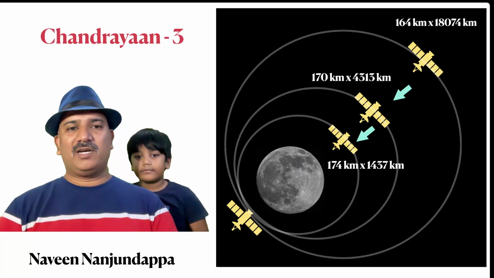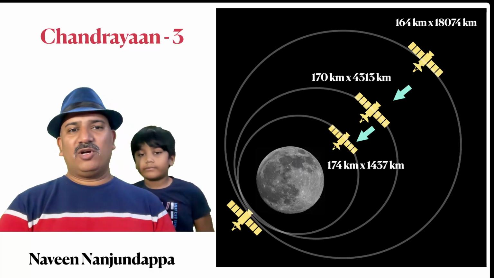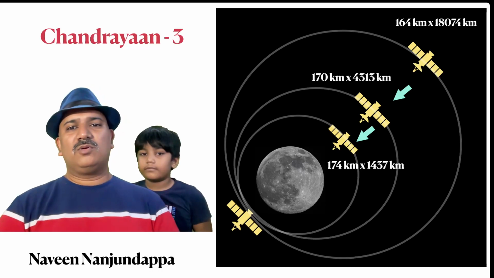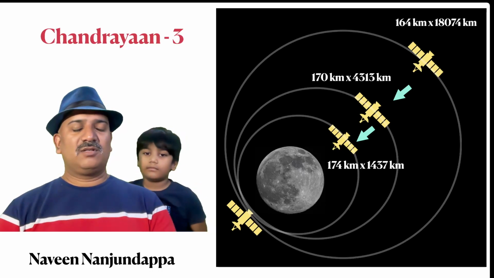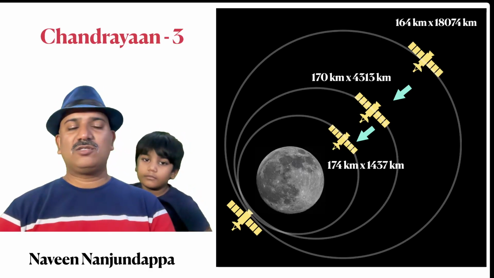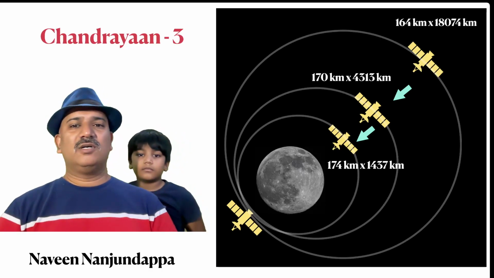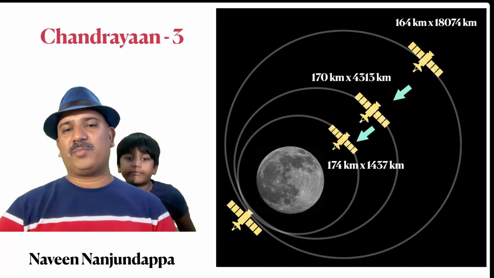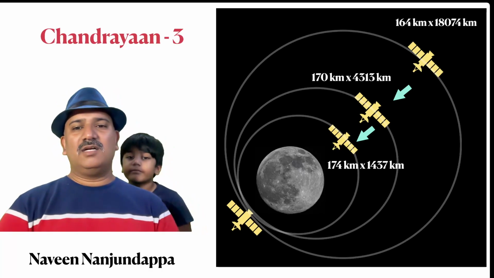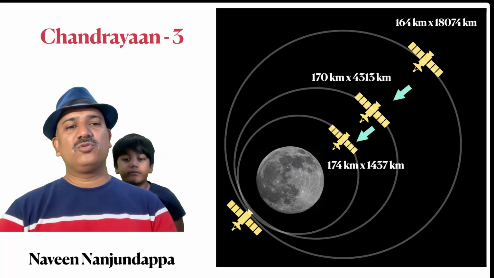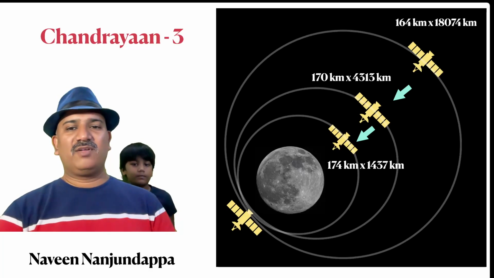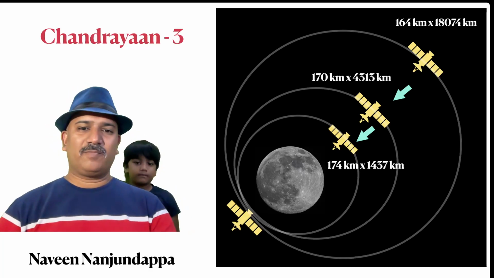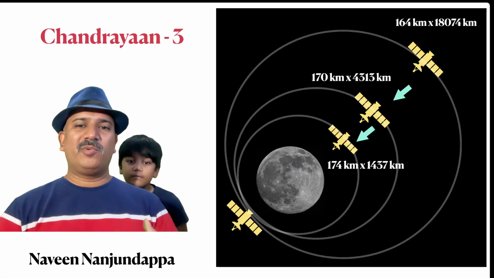After orbiting Moon at this distance, the velocity of the spacecraft was gradually reduced to a 170 kilometers to 4,313 kilometers orbit. That means the spacecraft started orbiting Moon at a much smaller apogee and perigee. And then today, the spacecraft has been reduced even further, to a 174 kilometers to 1,437 kilometers orbit. How do you get this orbit reduction?